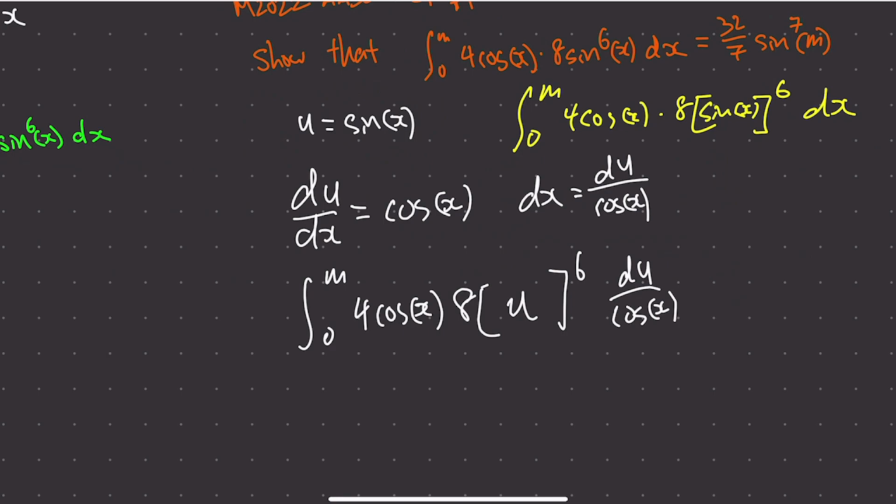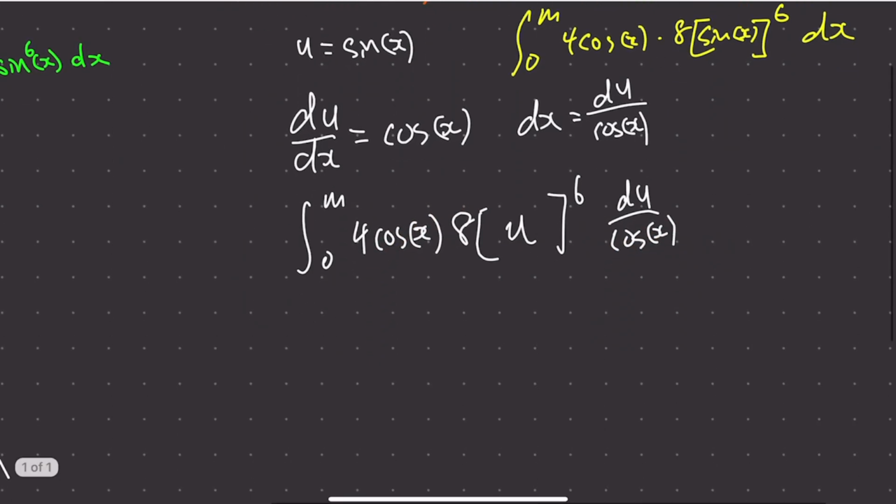okay, if you can think 2 steps ahead, after substitution, do you see how this cosine x and this cosine x will cancel? After this cancellation, we're gonna have 4 times 8 times u to the power of 6, which is going to be a very simple integral, okay? So that is what you're supposed to be thinking of. Because here we can cancel the cosine x, we know this is the correct substitution, okay?